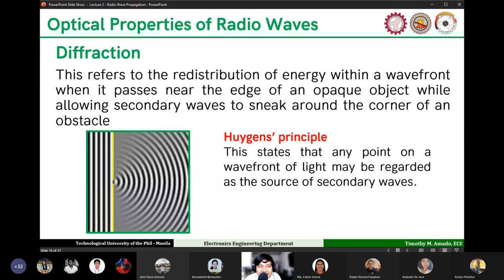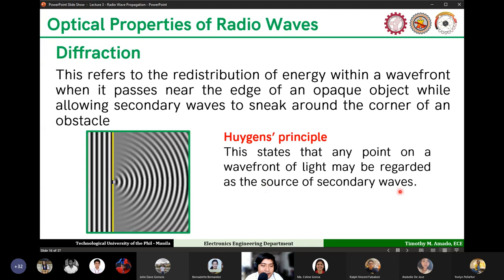Okay? Iba sa diffraction. Now guys, if your signal will diffract, according sa Huygens principle, this states that any point on a wavefront of light may be regarded as the source of a secondary wave. Okay, look at this one. So let's say guys na ito yung ating obstruction. Hindi ganito dapat yung itsura na mangyayari, di ba?